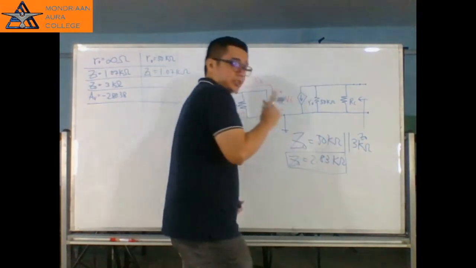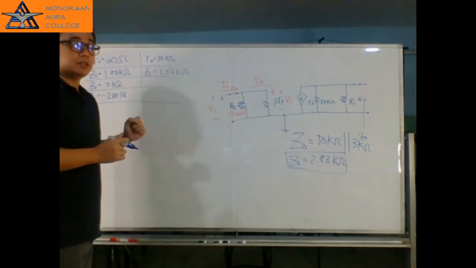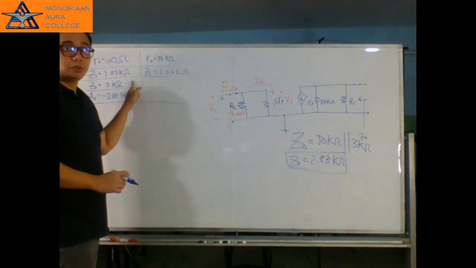As you noticed here, ano bang naging effect sa ating output impedance, bumaba. Pero hindi naman ganun ka-significant yung pagbaba niya. Kanina, that's equal to 3 kilo ohms.